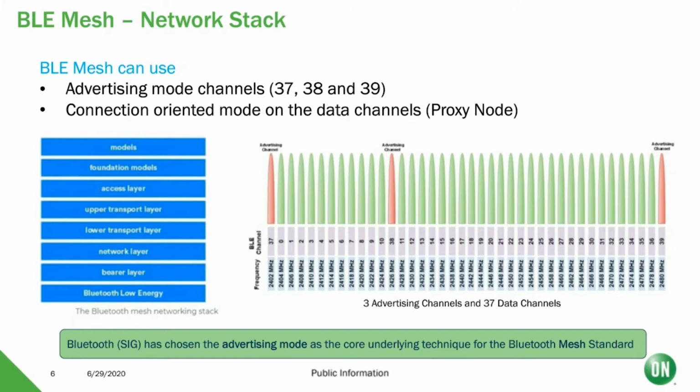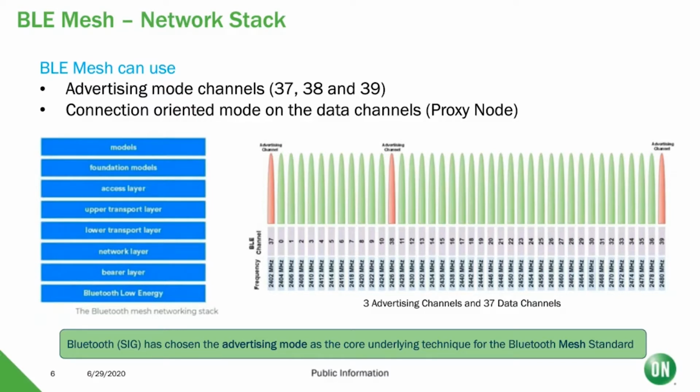Just like any OSI kind of stack, there are layers that have specific functionality, and the layers talk to the layers above them and below them. And in the case of Bluetooth mesh, there are about 6 or 7 layers that are important in making sure the communication and the network itself is robust.